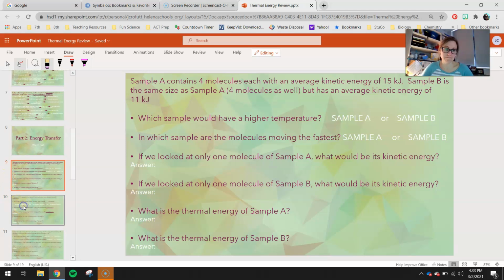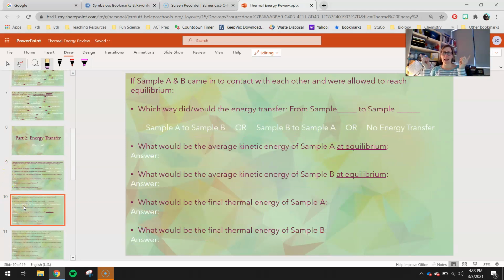guys' thermal energy. All right, now we're going to assume that sample A and B are moved together. They are now in contact, and energy can transfer between those molecules. So remember, energy is going to transfer until all of the molecules, all 8 in this case, have the exact same average kinetic energy. So the same number of energy cubes, or the same number written in them, or the same number of X's, whatever you guys chose to do. Okay, remember that energy always transfers from the warmer object to the colder object.